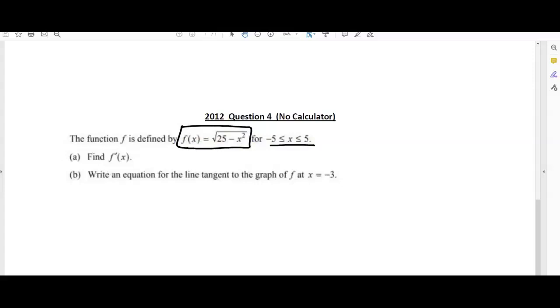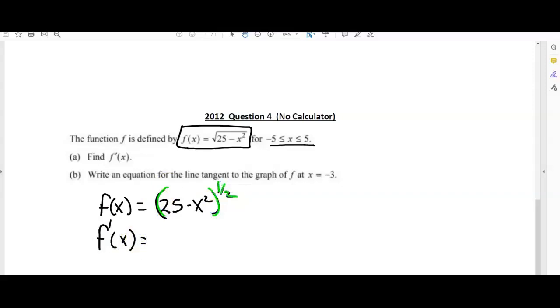So anytime we want to find a derivative of a function that has square roots in it, the first thing we like to do is we like to rewrite it as a power instead. So I'm going to rewrite that as a 1/2 power. Now I'm going to go ahead and do the derivative. Now the derivative of this thing will be a chain rule.